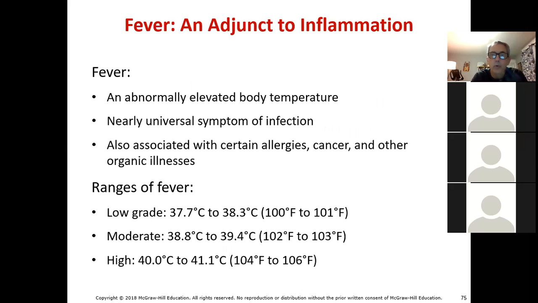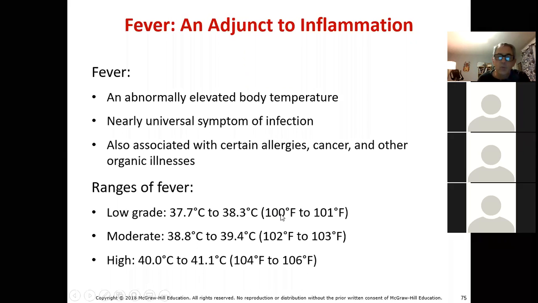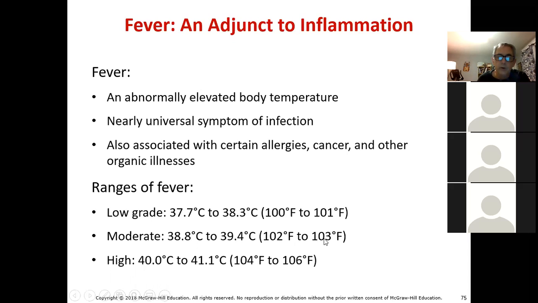Fever is an important part of our inflammatory response. Fever is an abnormal elevated body temperature. It's a nearly universal symptom of infection. It can also be associated with allergies, cancers, and other organic illnesses. Low-grade fever, if you're measuring it in Fahrenheit, is from 100 to 101. A moderate fever, 102 to 103. A high fever is 104 to 106.